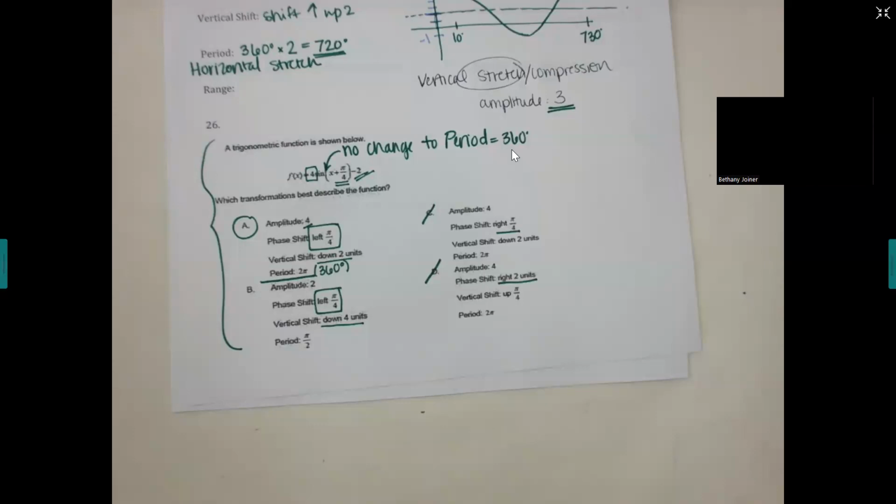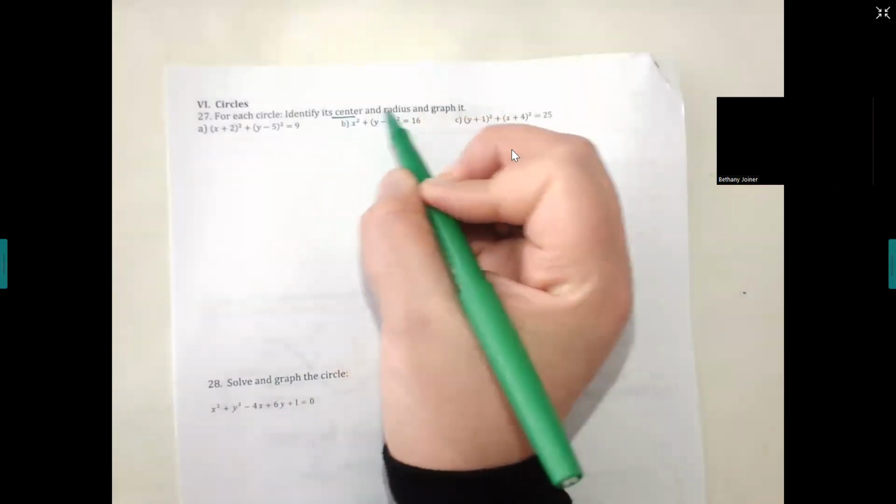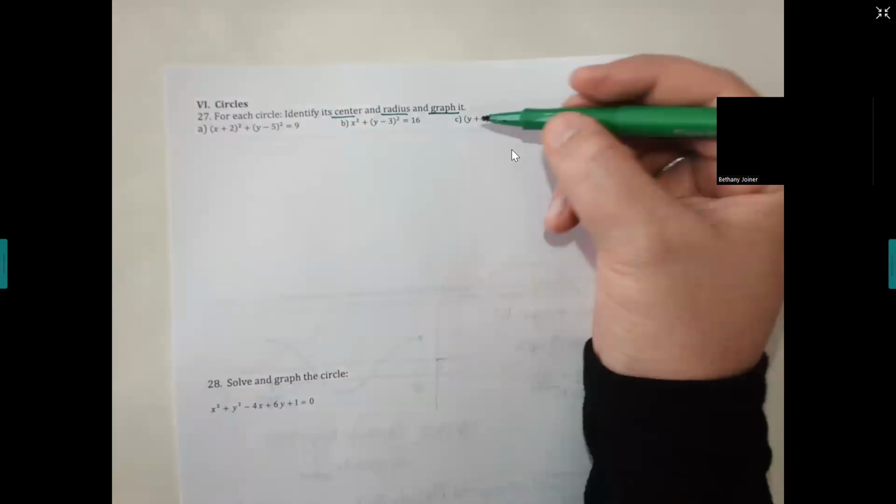Okay, go ahead and turn to the last page. Last page is equations of circles. So I'm just going to do 2 of these. Let's work through letter C. So it says identify the center and the radius and then graph it.